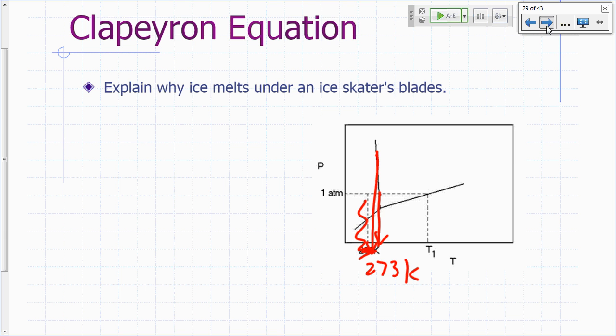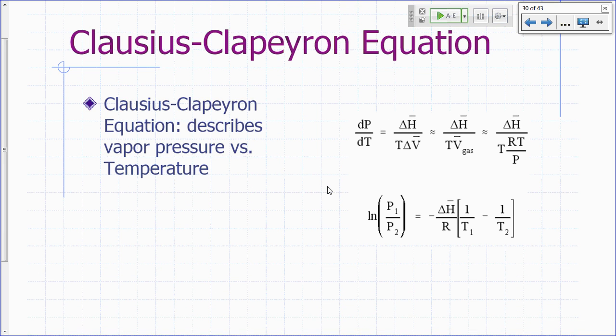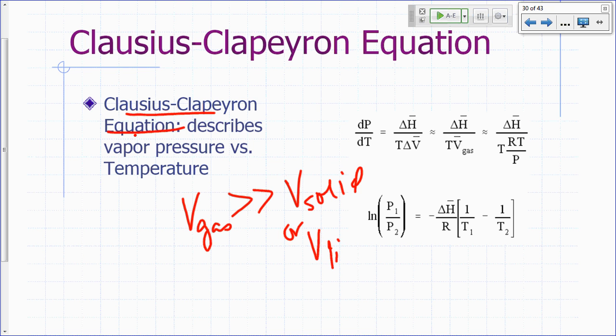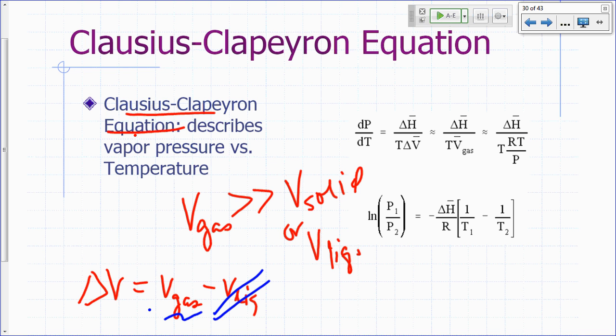Okay. Now, the Clausius-Clapeyron equation is a modification of the Clapeyron equation, which takes into account the fact that when a solid or liquid turns into a gas, the volume of the gas is much larger than the volume of the solid or liquid. Okay? So, in other words, your delta V in the calculation of the slope is approximately equal to the volume of the gas, because you can ignore the volume of the liquid or the solid compared to the gas.